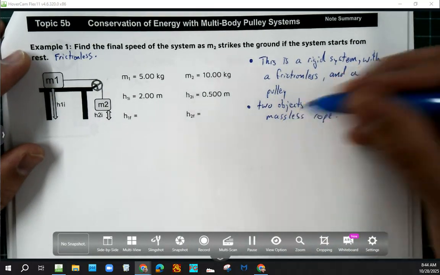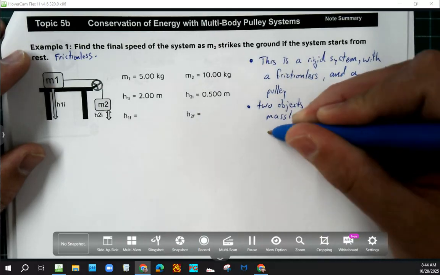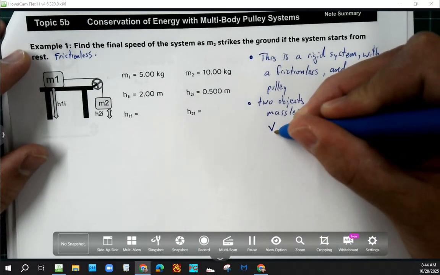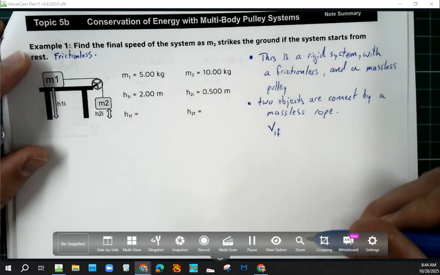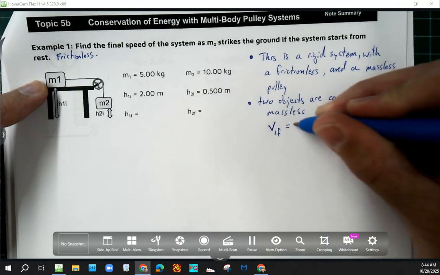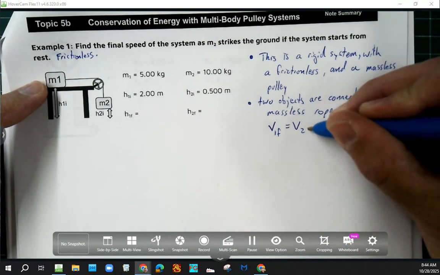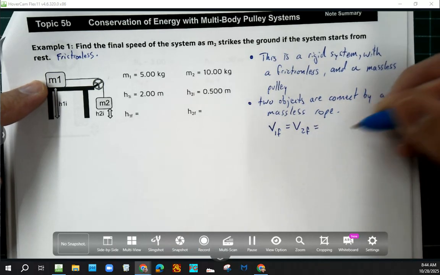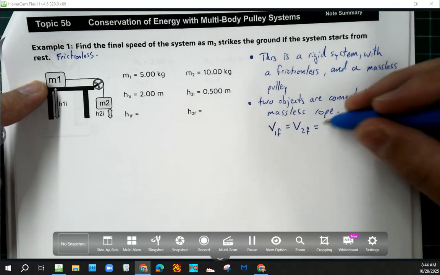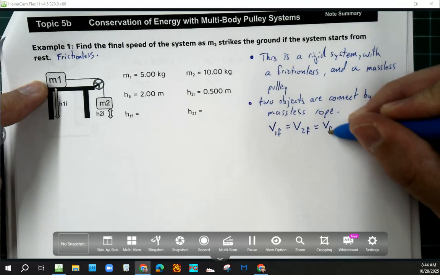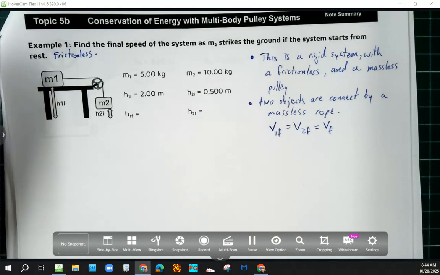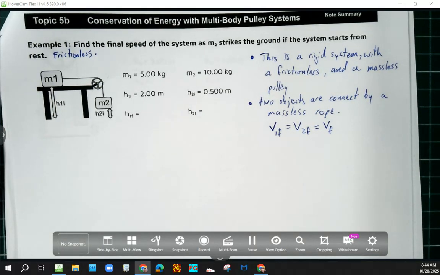Now, if this rope is not stretchable, though, we could say that V final for object 1 is going to be equal to V final for object 2. And since they're the same value, we could just say that V final for the system would be the same as the other two. That's going to help us later on with simplifying things.